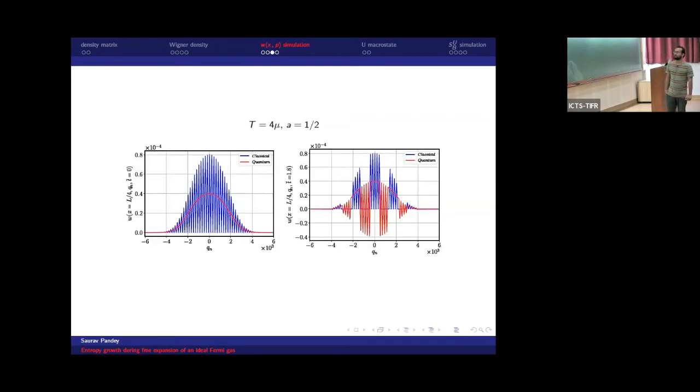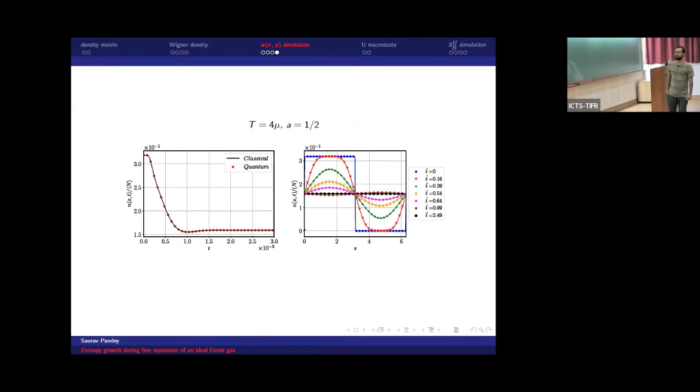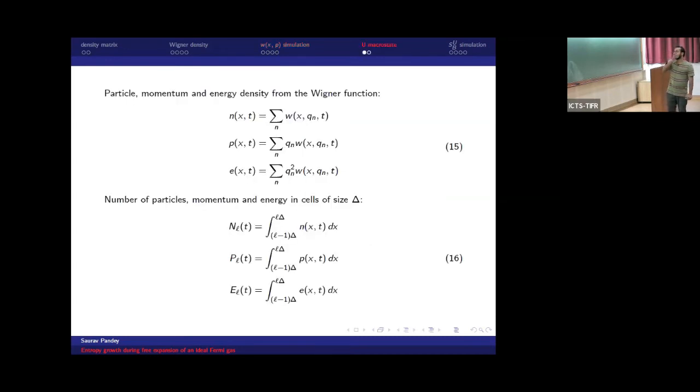Similarly, this is for some high temperature results. Again, you see that the Wigner functions, of course, look very different, but the marginals, the real space density, again match very well at all times. Okay, so now I will describe this coarse graining procedure.